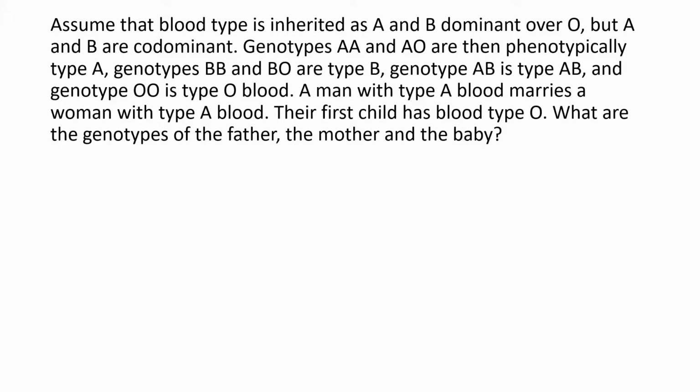We've got a man who's type A, marries a woman with type A. So we know he's got to at least have one A in there. And she has type A as well. Their first child, gender unknown, has type O blood. How could that be possible? Well, the child had to have inherited an O from each parent. So, the child has type O blood, and the parents each have AO.